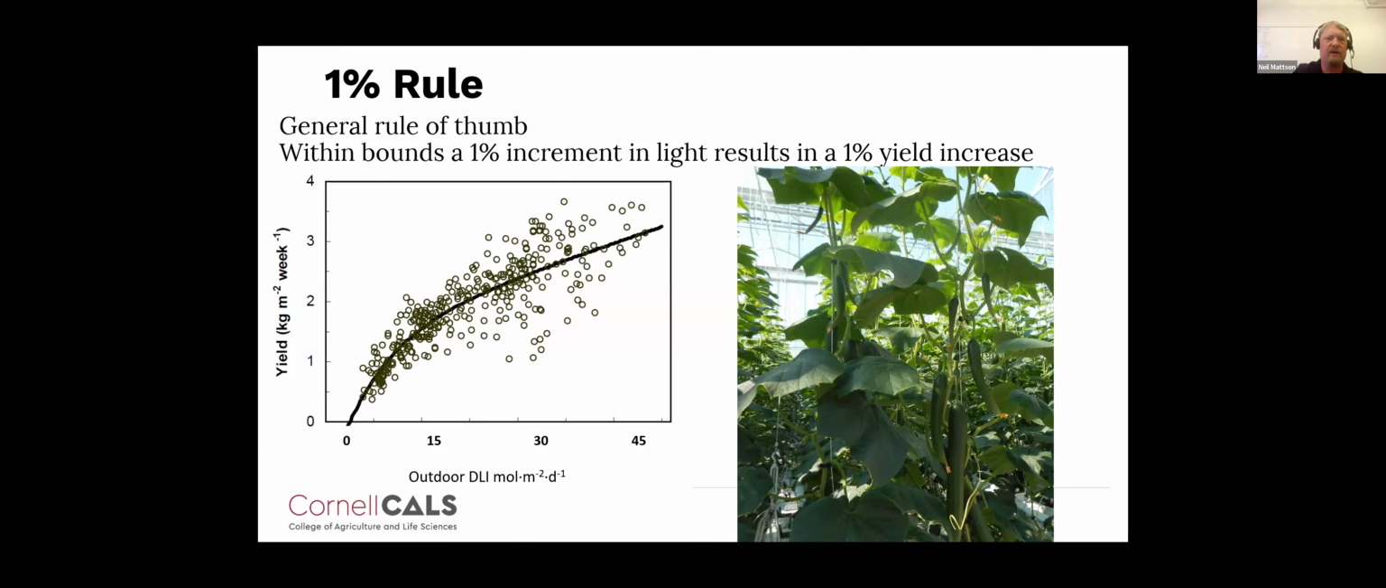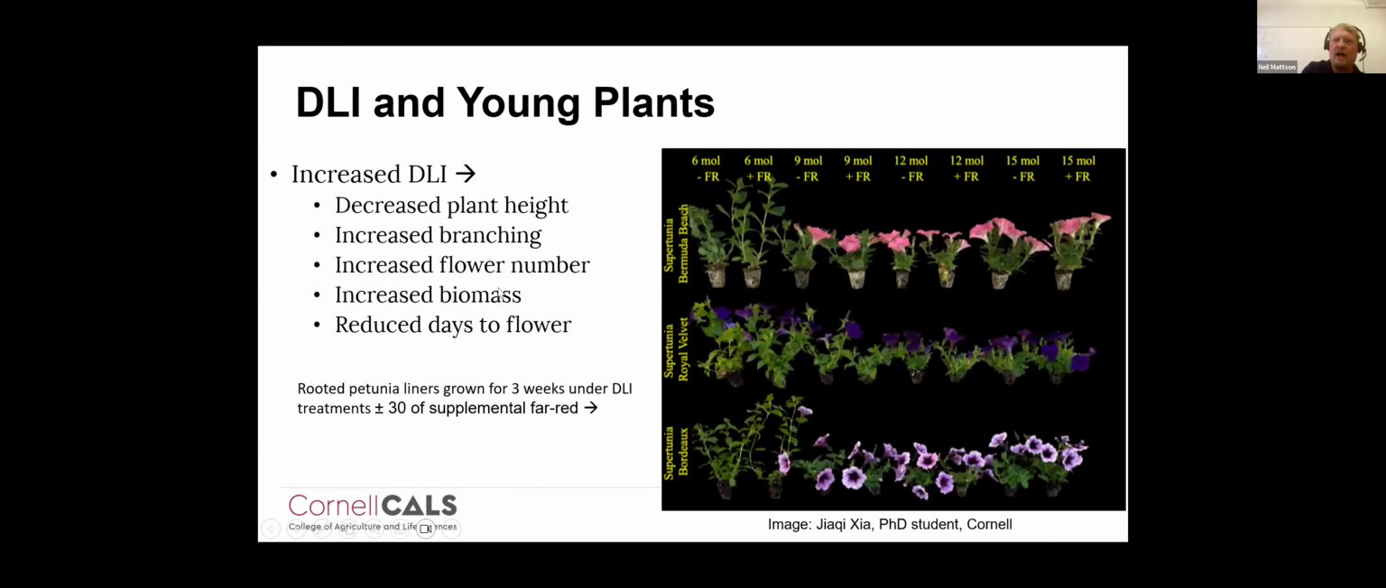This graph comes from a Leo Marcelis paper from, I think, 2004, which is classic work. This was with cucumber, plotting yields of cucumbers in relationship to outdoor daily light integral. And so the 1% rule held true to about 20 moles of light. And then after that, the increase in yield was a little bit less. Similarly, all types of plants have this rule, but where they plateau might be lower in the case of floriculture crops.